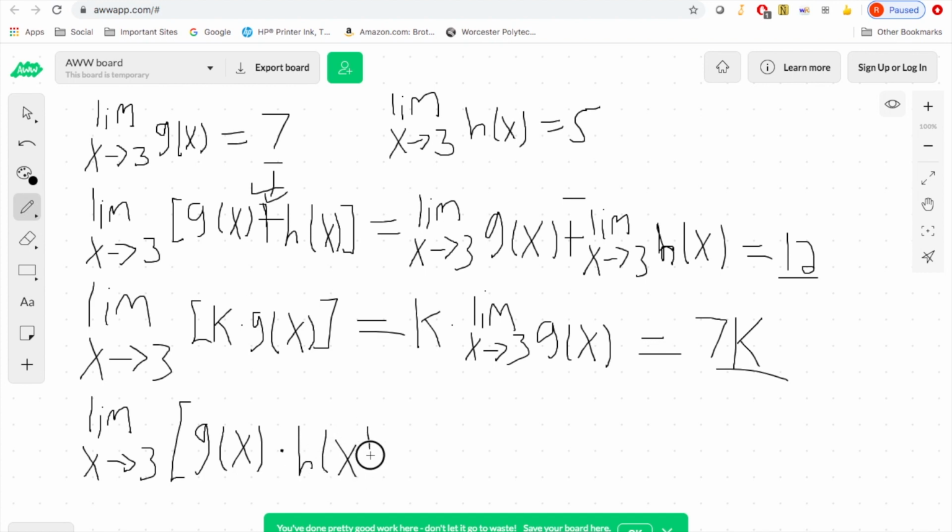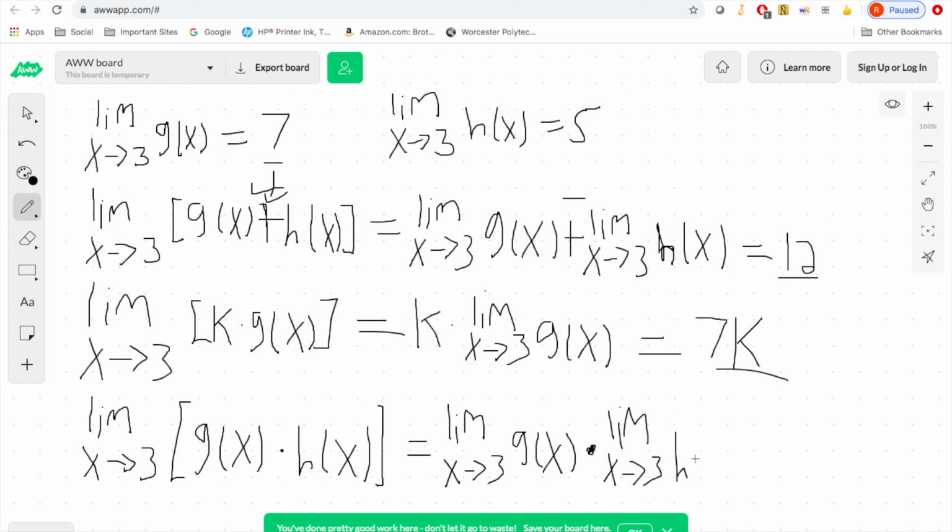Okay, so by our multiplication property of limits, this is just going to be as easy as addition and subtraction. We're able to break this down into the product of two individual limits, just like we were able to break it down into the sum or the difference of two individual limits. So that expression is just going to equal the limit as x approaches 3 of g of x times the limit as x approaches 3 of h of x. If we just sub in our values, 7 times 5 is going to be 35. And sure enough, that is our final answer.